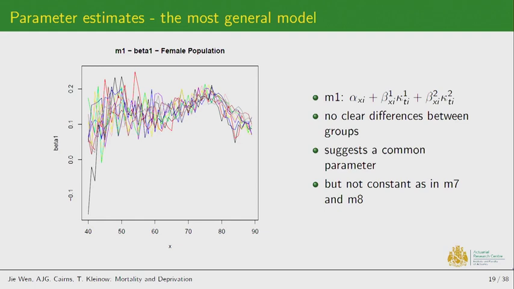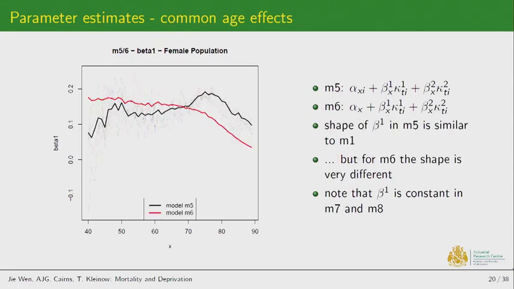Like the improvement certainly at a very high age is lower than at age, say, 70 or so. But there is not, I would say, a clear difference between the different deciles. So that's an indication that the beta can maybe be chosen as common.